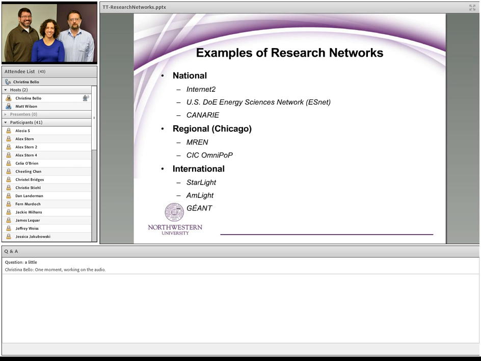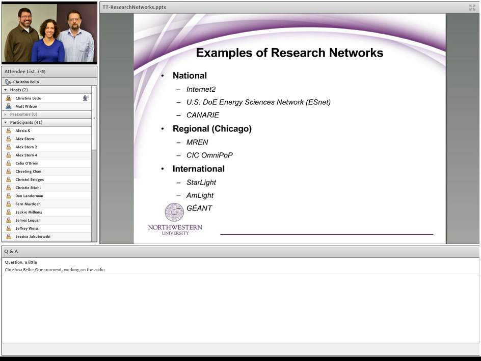In most cases, the way that institutions and organizations get access to these high-speed national backbones is through a regional connector network. In Chicago, there are several, and two of the major ones that Northwestern is directly connected to are MREN, the Metropolitan Research and Education Network, and the CIC OmniPoP. CIC stands for the Committee on Institutional Cooperation, which is essentially the Big Ten schools plus the University of Chicago.